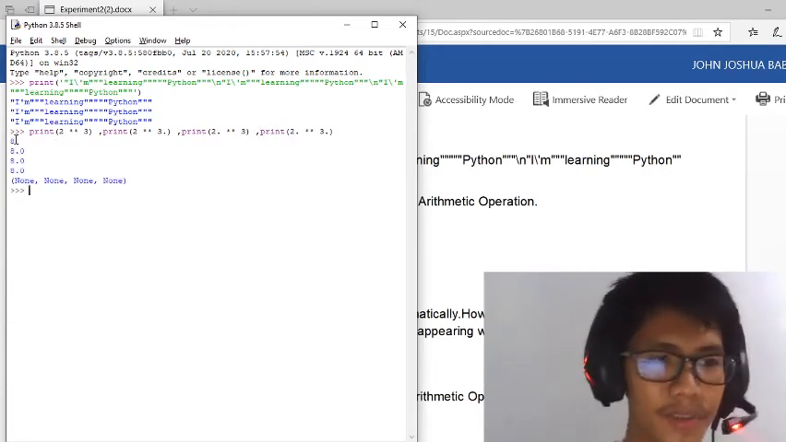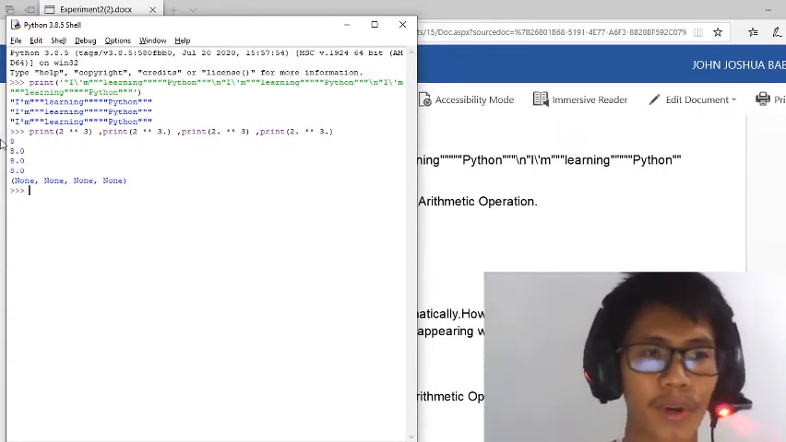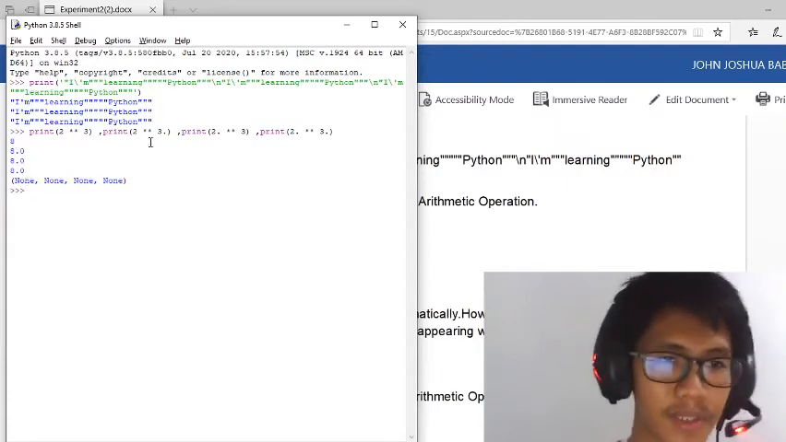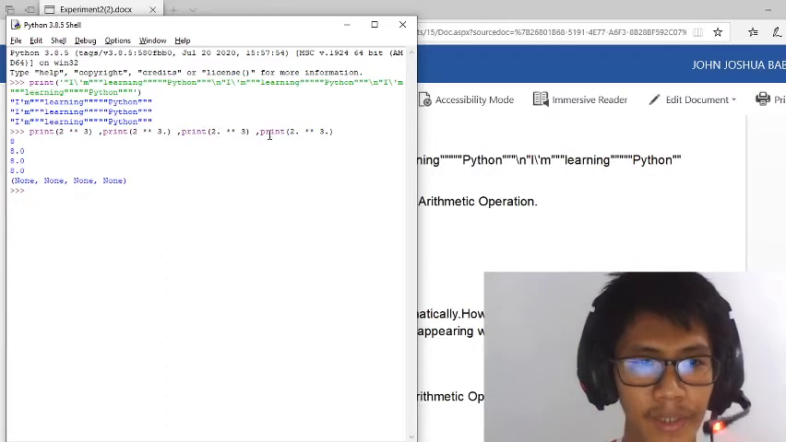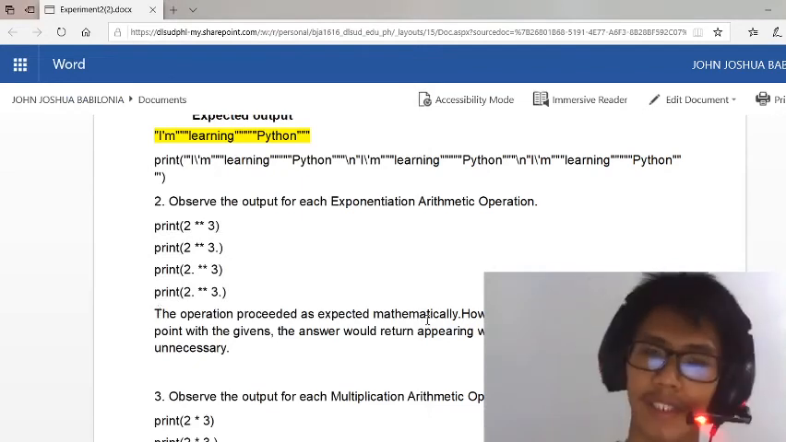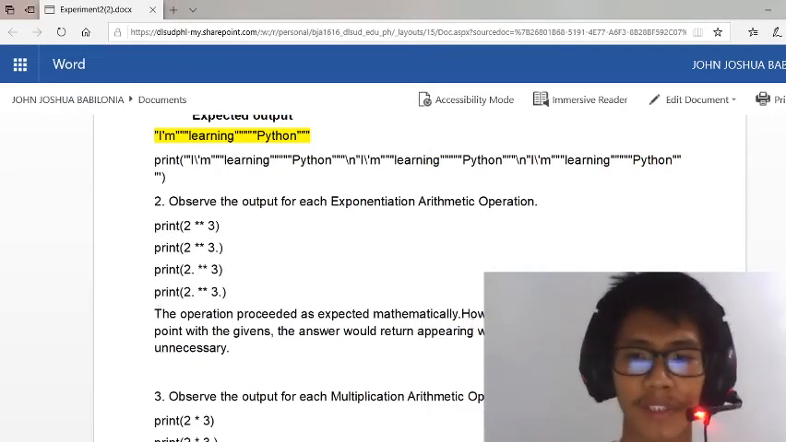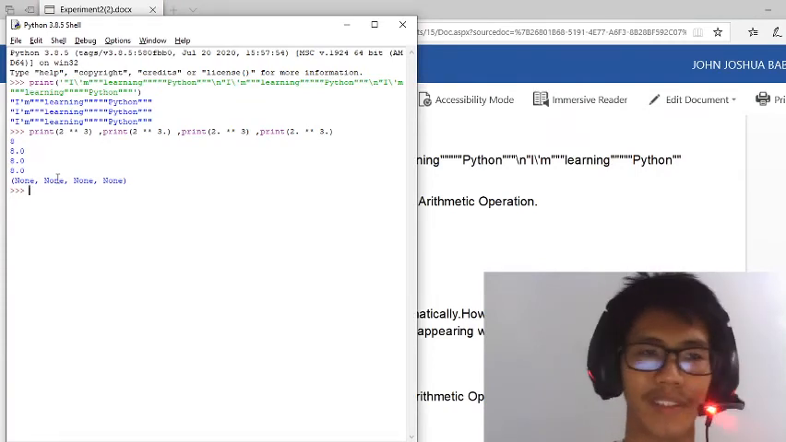Okay, so as we can see, only the first output, the first answer wasn't having a decimal point. The rest were having decimal points. That's because the givens here have decimal point here, here, and then in this case both. So my observation was the operation proceeded as expected, of course mathematically. However, whenever there is a decimal point with the givens, the answer would return appearing with the decimal point even if it is unnecessary. Because 2 raised to 3 would be just 8. You don't need to say 8.0.